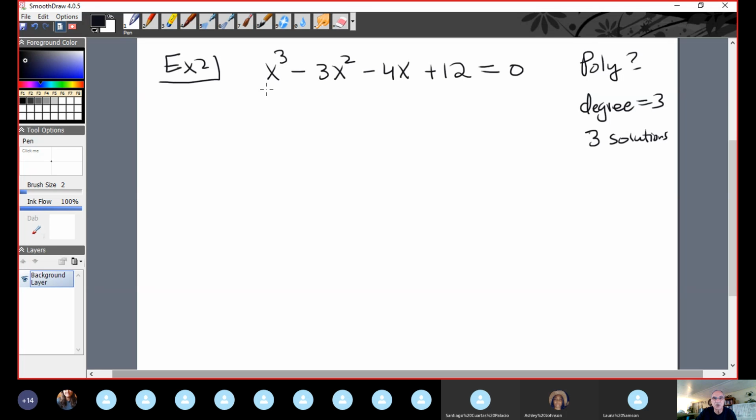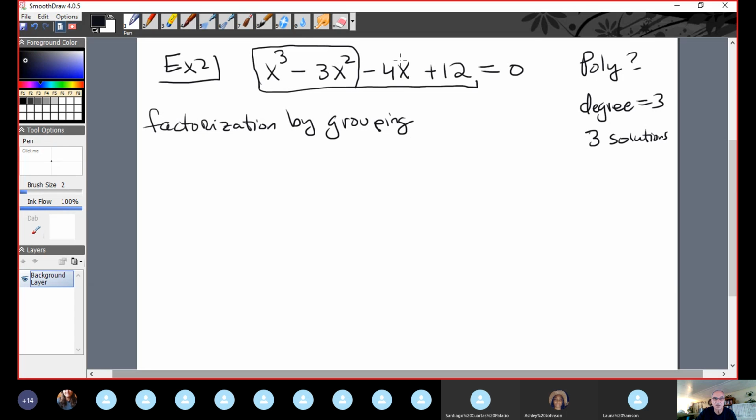Now, let's go to the algebra. When you go to the algebra, you focus on the left-hand side. In this case, we have 1, 2, 3, and 4 terms. And when you have 4 terms, you are doing factorization by grouping. Always, 4 terms is grouping, automatically. And you factor maybe this pair and this pair separately. Okay, what is the greatest common factor in the first couple? X cubed and x squared.